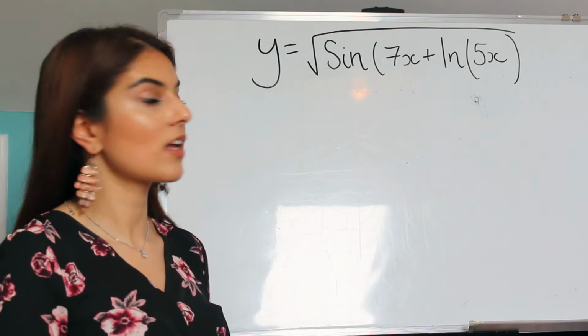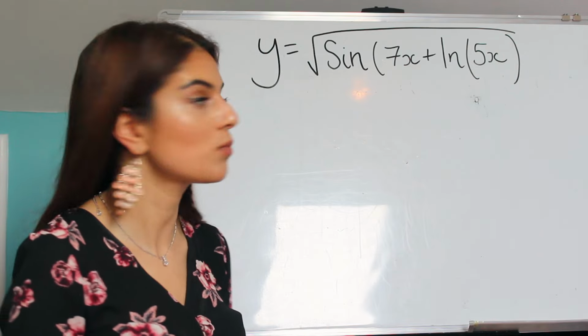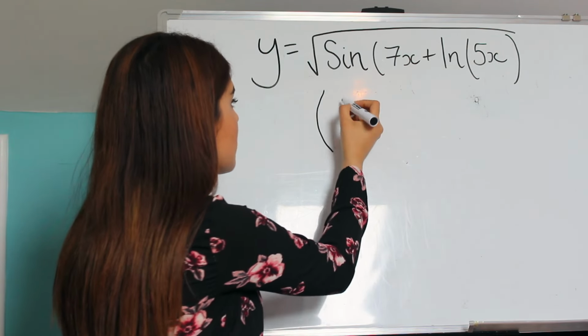So to differentiate the square root, we would change it into brackets.